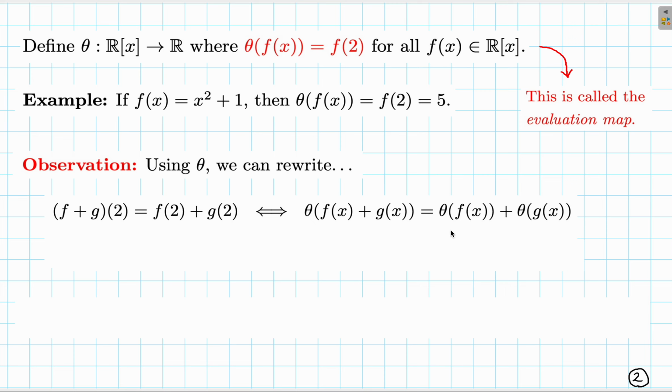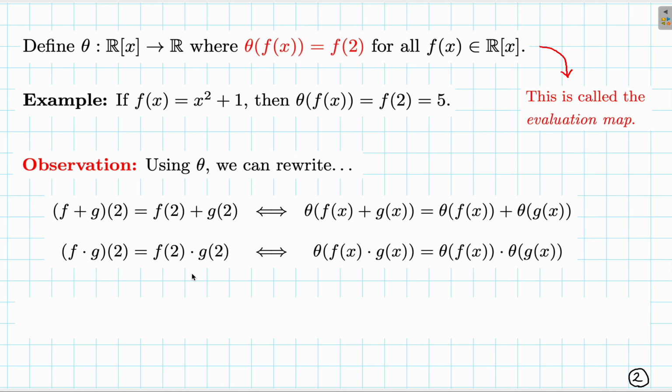And on the right-hand side, we have theta of f of x plus theta of g of x, which means apply theta to each polynomial separately, or in other words, evaluate each polynomial separately at x equals 2, and then add those numbers together. Now that's equivalent to f of 2 plus g of 2. Similarly, we can express the multiplicative relationship that we found using theta. So theta of f of x times g of x equals theta of f of x times theta of g of x.